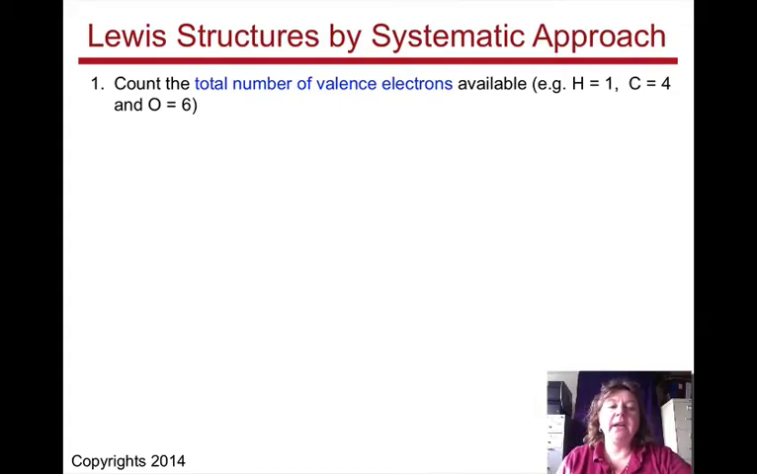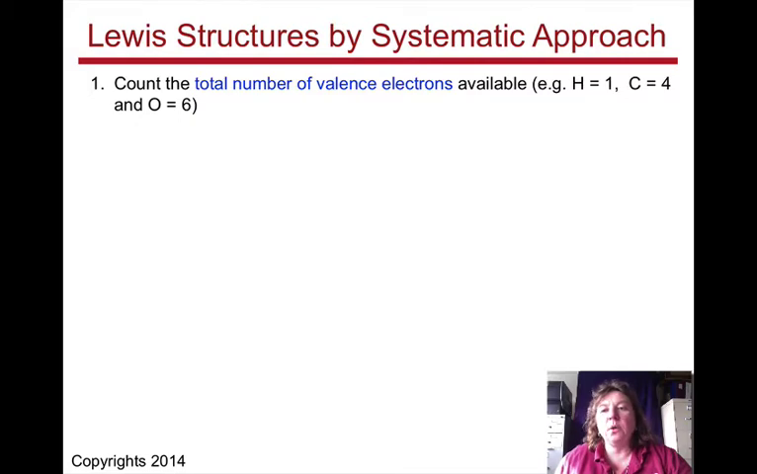Now that we understand how to count valence electrons, let's go through and see how we can draw Lewis structures by a systematic approach. The thing to remember about this is that this is a stepwise way to be able to always draw Lewis diagrams. 1. Count the total number of valence electrons available.